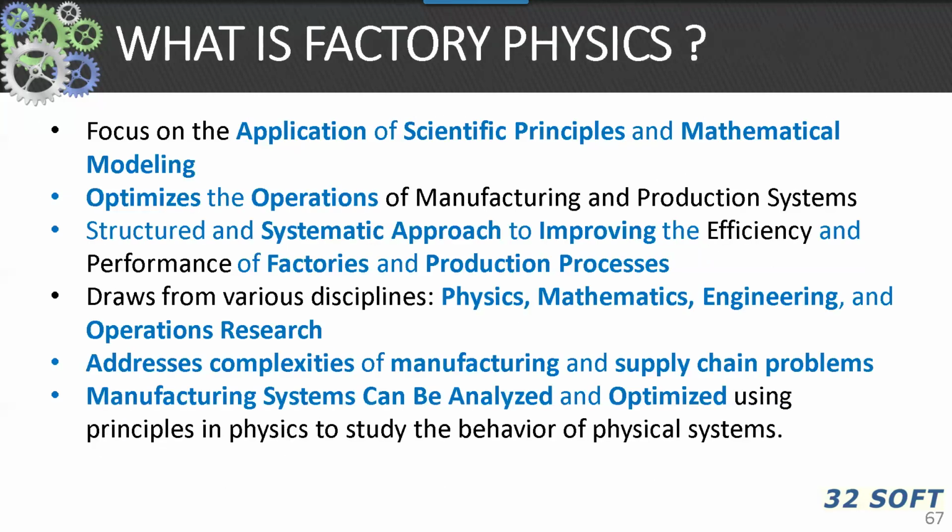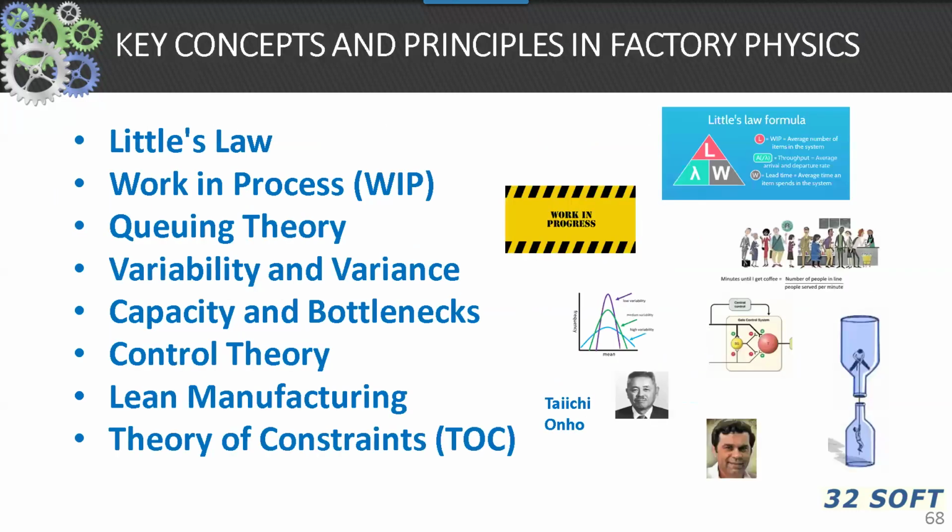Factory physics. We just did a presentation on factory physics at MUG this spring, and we'll do another one in June. It's a new approach to manufacturing operations planning that was established in 1976 by Wallace Hopp and Mark Spearman. It's the application of scientific principles and mathematical modeling. It uses disciplines from physics, mathematics, engineering, operations, and operations research.